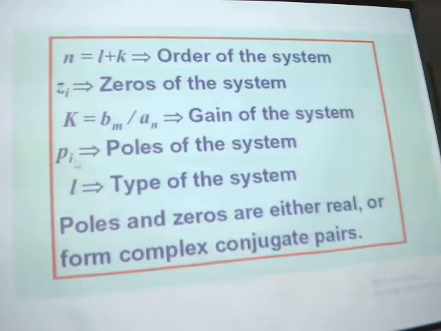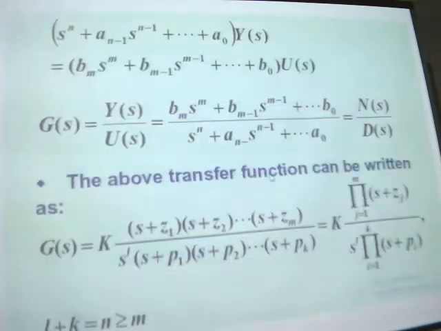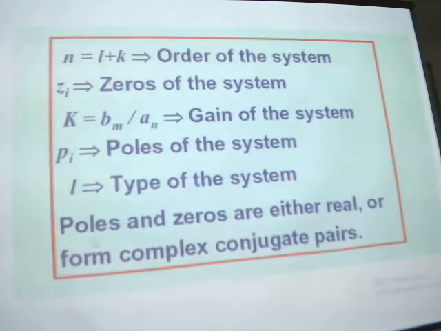And Pi is called the poles of the system. We can say P1, P2, Pk are all poles of the compensation. L is the type of the system. N is the order of the system.